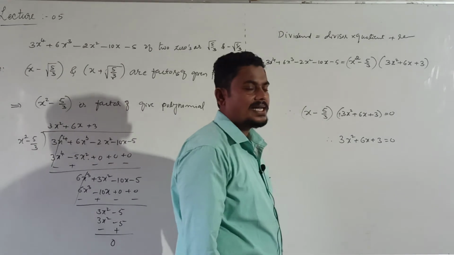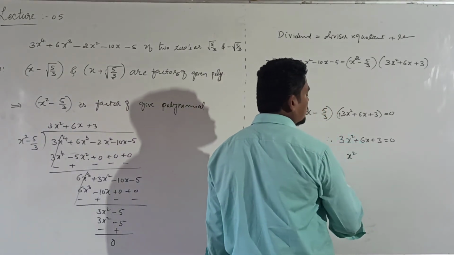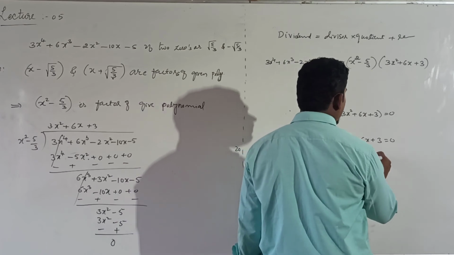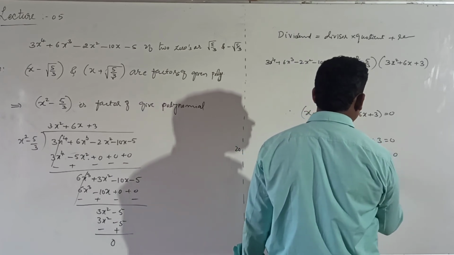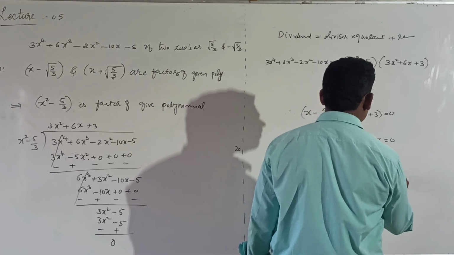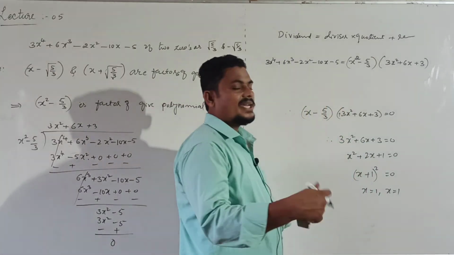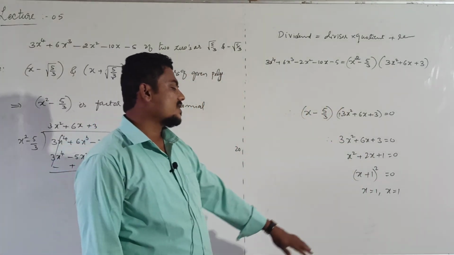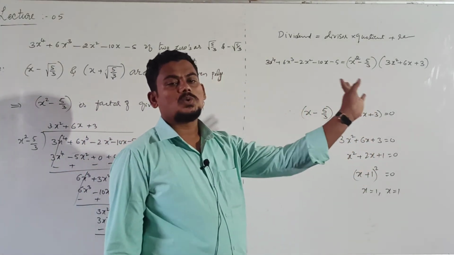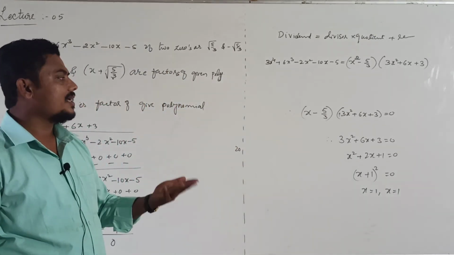Taking 3 common and cancelling, then it will be x square plus 2x plus 1 equal to 0. So x plus 1 whole square equal to 0. So x equal to minus 1 and x equal to minus 1. Remaining two roots are equal. Both the roots are equal. Other two roots are identical, equal.